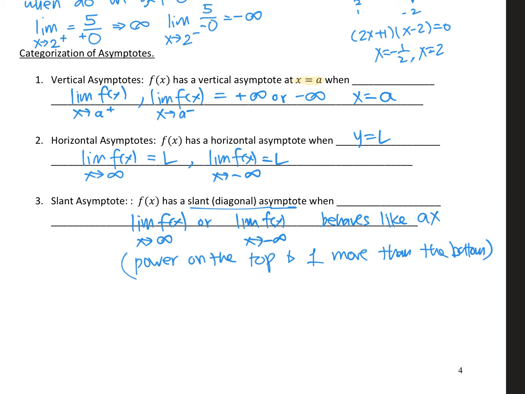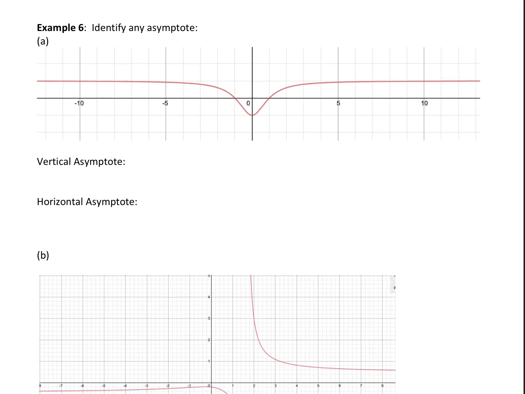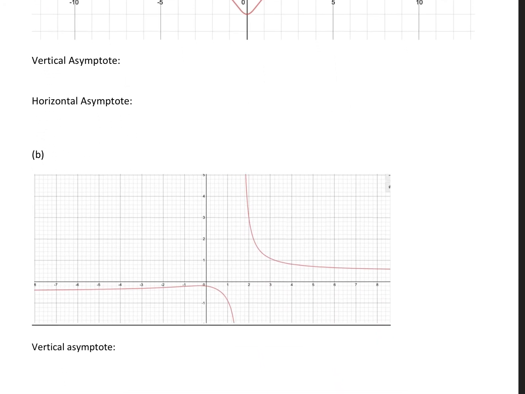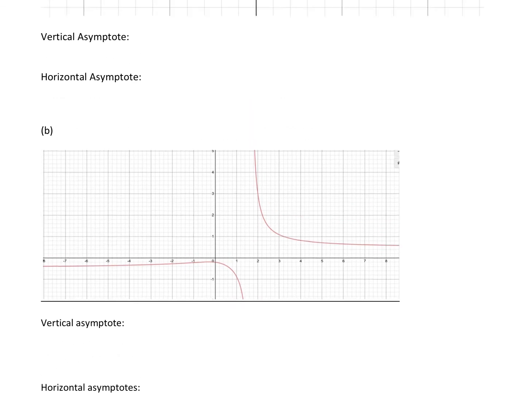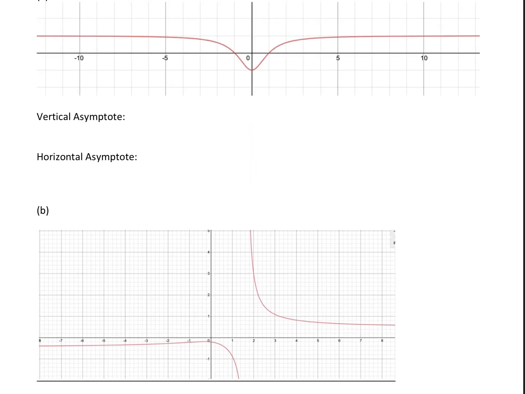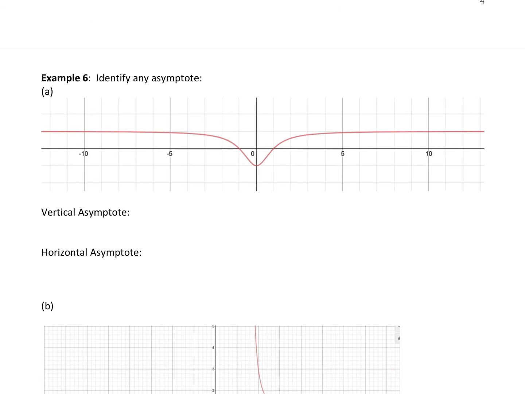All right, I think that's it for this workshop. Oh, we have some more here. I'm going to have you finish the next 2 just by looking at the graphs and figuring out where the asymptotes are. So I'm going to have you pause and look at these graphs and figure out the asymptotes.